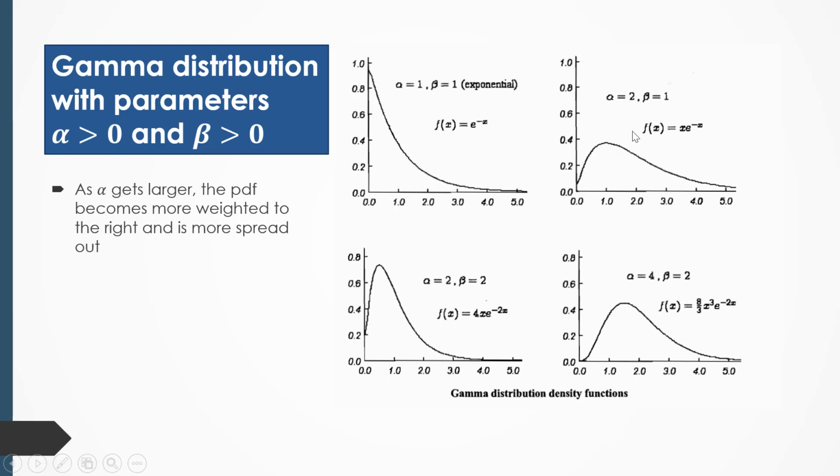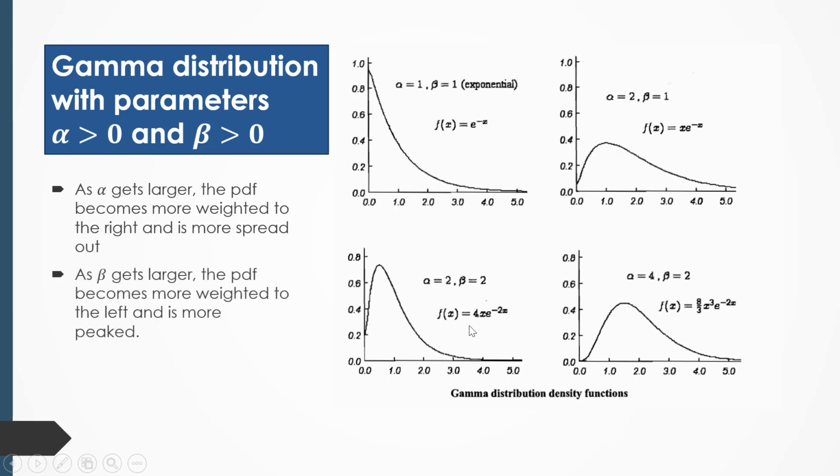Now we compare the second picture and the third picture. Here alpha is fixed at 2, and when beta gets larger, the PDF becomes more weighted to the left and is more peaked, because on the second picture the height of the PDF is 0.4, but for the third picture the height goes up to 0.70-something. So when beta gets larger, the PDF becomes more weighted to the left and is more peaked.